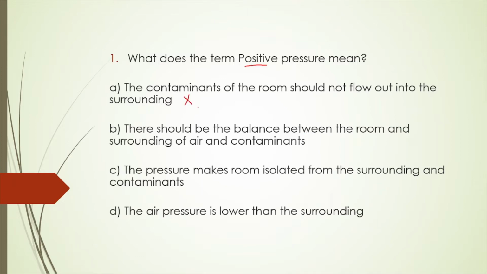Okay, so this is not true. Second condition, there should be balance between the room and sound. This is also not true according to the condition of positive pressure. So the third option, the pressure makes room isolated from the surrounding. Why isolated? Because you have to isolate, otherwise the outside air and other contaminated gaseous or liquid substance may enter the room and decrease the pressure of positive pressure of the room. So this option is right. And number 4, air pressure is lower than the surrounding. This is also not true.